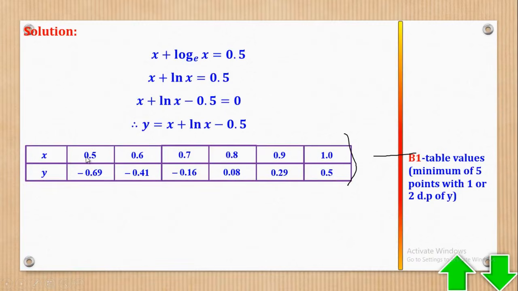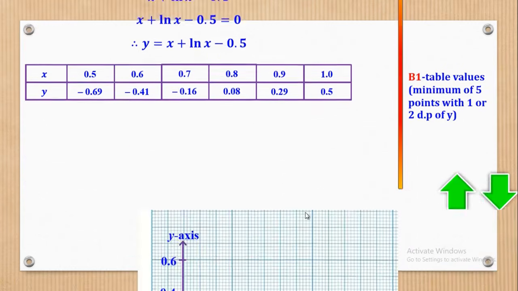So when x is 0.5, you plot this. When x is 0.6, you plot this. When x is 0.7, you plot this. When x is 0.8, y is that. When x is 0.9, y is that. And when x is 1, y is that. So you shall come and plot that.